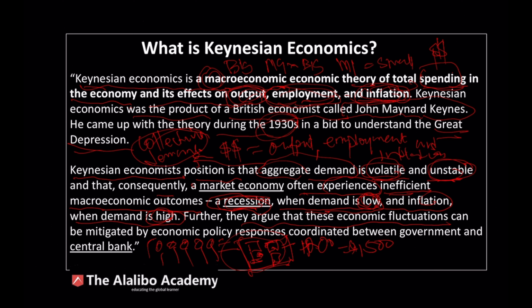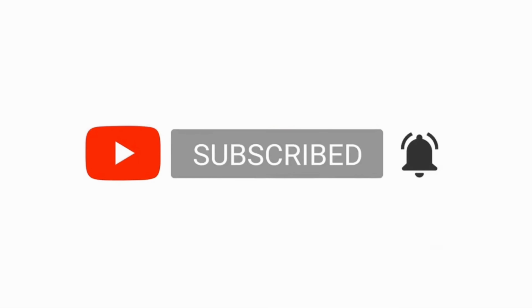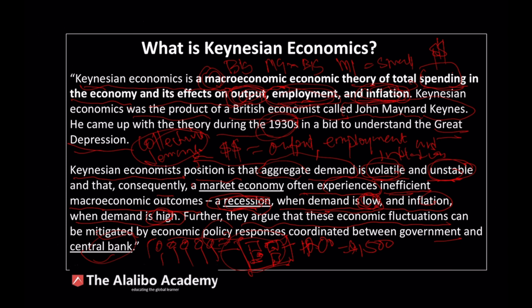These economic fluctuations can be mitigated by economic policies, right? Economic policy responses coordinated between the government and the central bank. This is a nutshell of Keynesian economics. It's very important to understand this position and how Keynesians interpret the economy and its policies and theories. It basically looks at how spending in the economy impacts output, employment, and inflation.